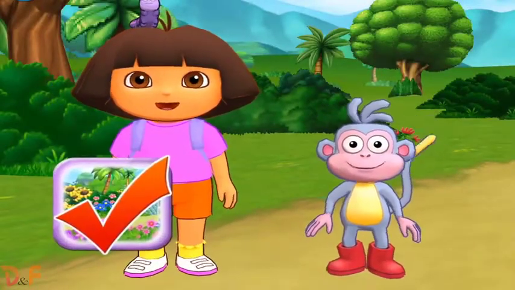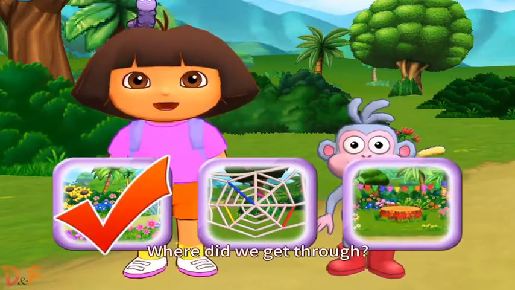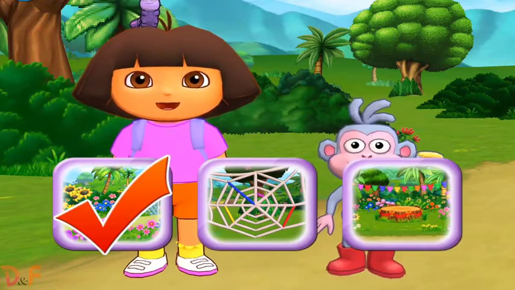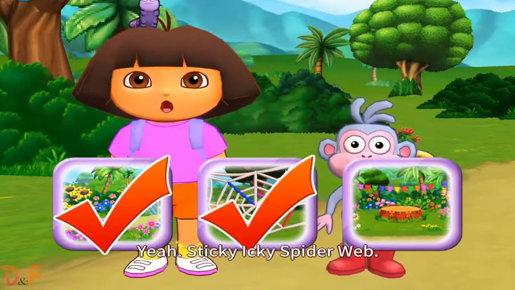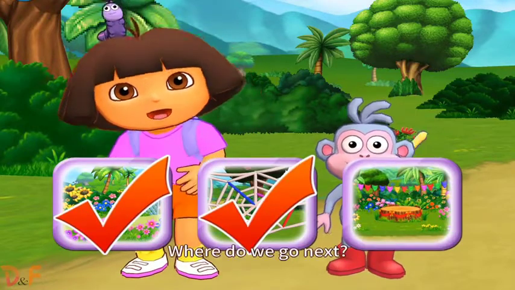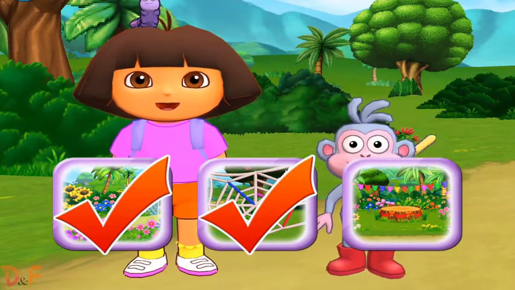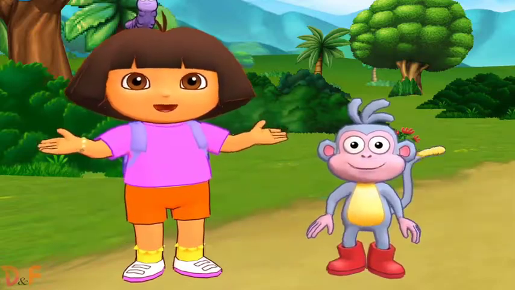Garden, spider web, dance party. Where did we get through? Yeah, sticky, icky spider web. Where do we go next? Right, dance party.